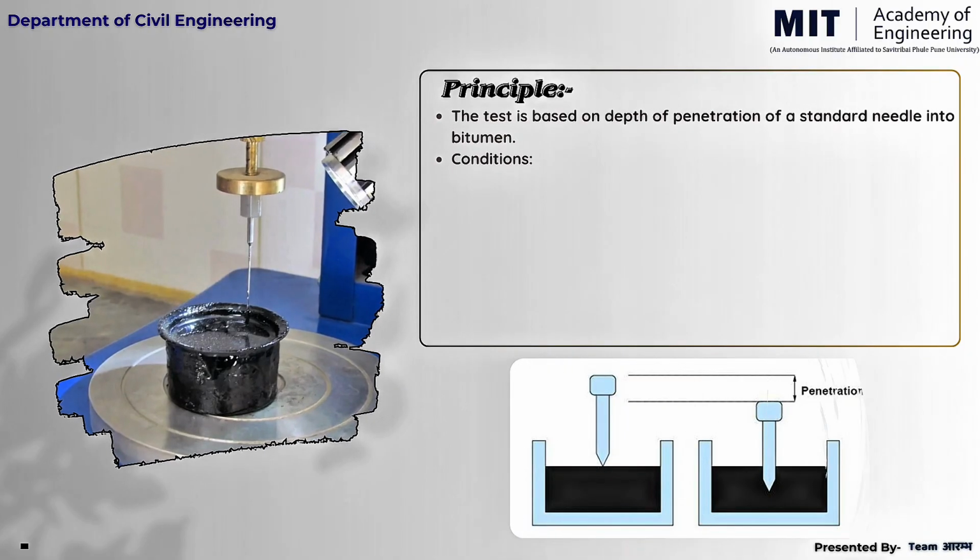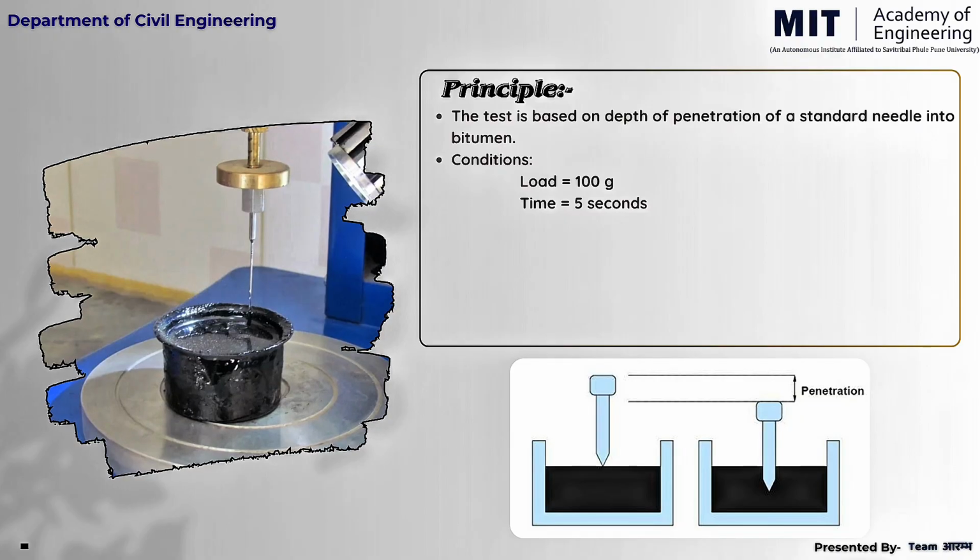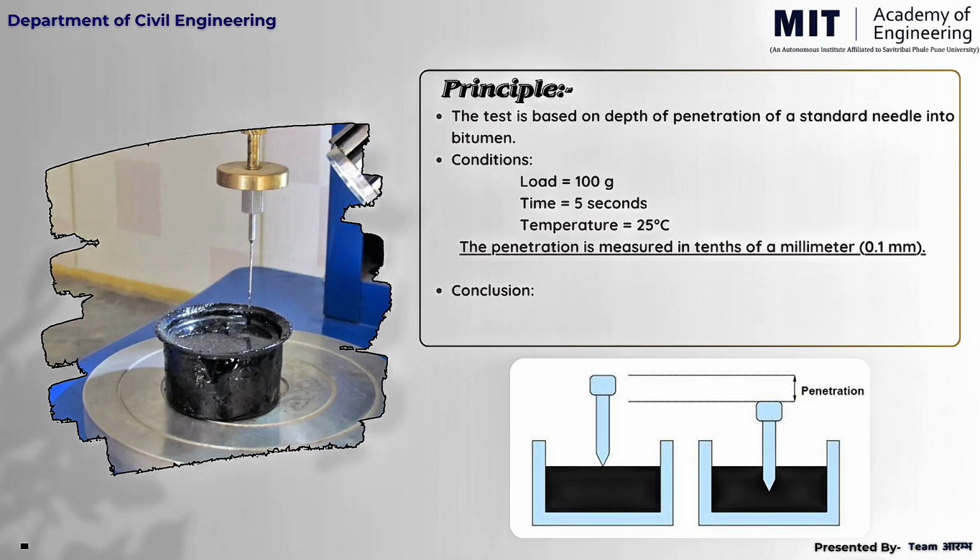Now let us understand the principle of this test. The penetration test is based on the depth of penetration of a standard needle into bitumen, as shown in the figure. This is done under standard conditions, that is load of the weight is 100 grams, time interval is 5 seconds and temperature of 25 degrees Celsius. The penetration is measured in tenth of millimeter, that is 0.1 mm. If the penetration value is higher, the bitumen is softer, and if the penetration value is lower, the bitumen is harder. So this test helps us to understand the consistency of bitumen clearly.